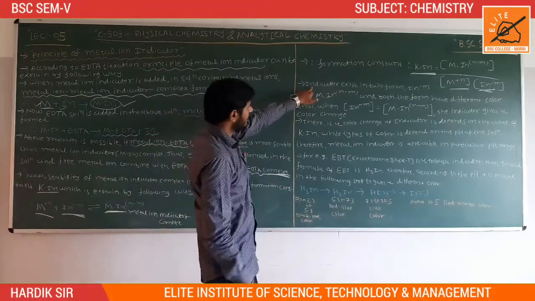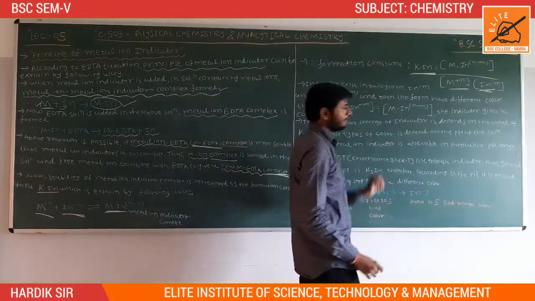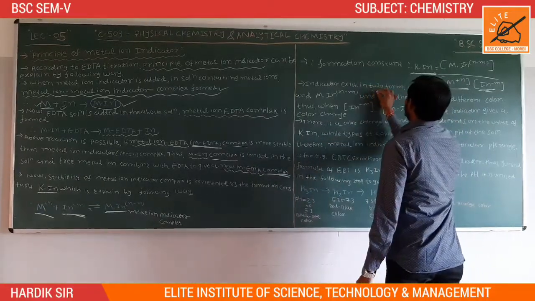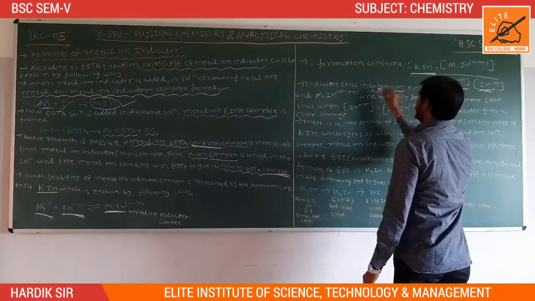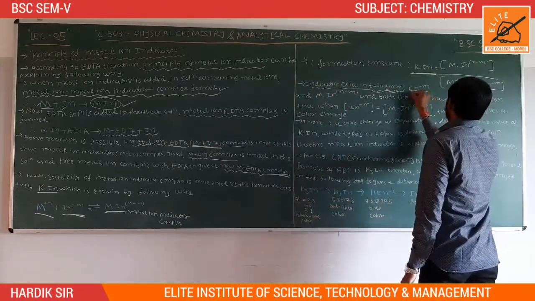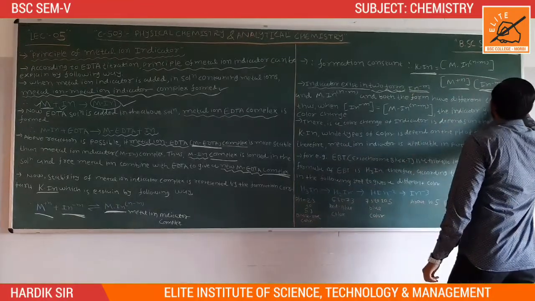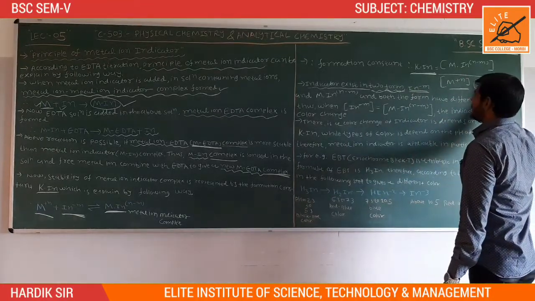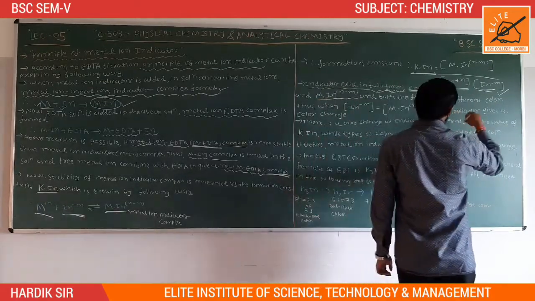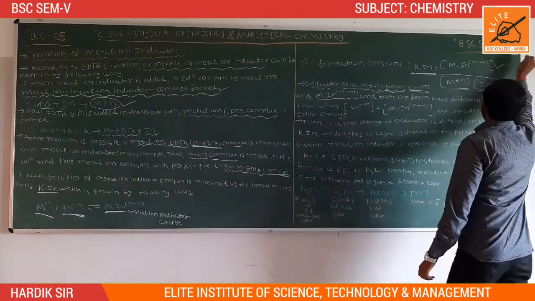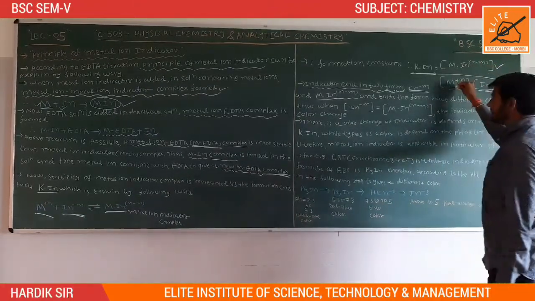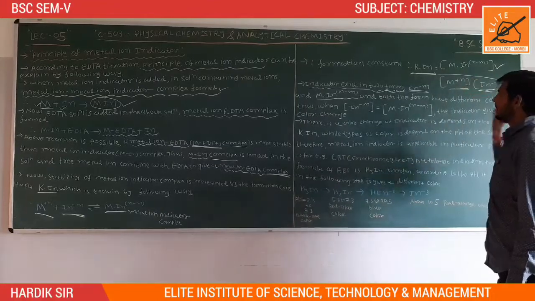Now the indicator exists in two forms. First of all, IN minus m, this is the first form of our indicator, and the second form is MIN minus m. This is our second form of the indicator, and this is our free metal ion.